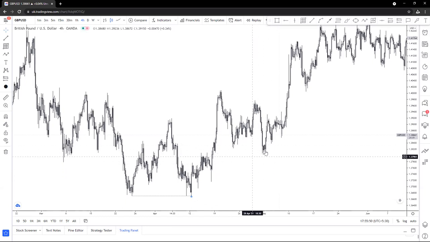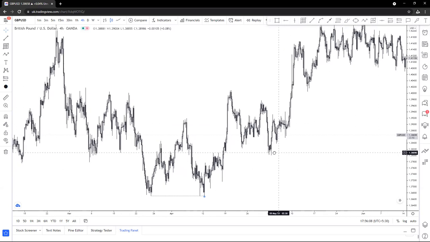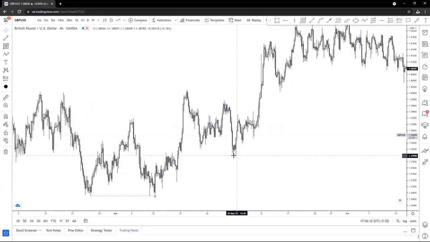Because if you know where the inducement is, once you look at the market, you can enter anywhere, anytime. Even on the 1 minute this happens, and even on the second time frame this happens, because price is fractal.